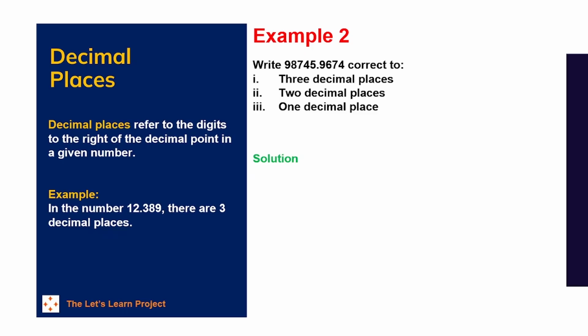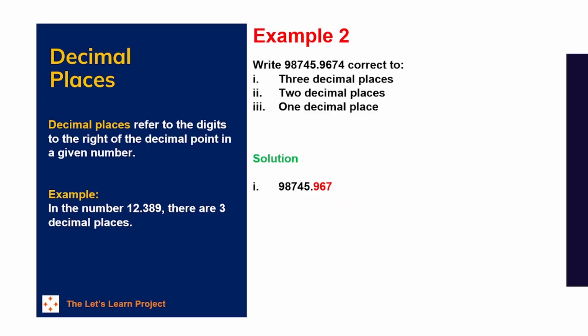Then we will look at the number to the right hand side of the last required decimal place, which is the number 4. Since 4 is part of the small digits, that is the numbers from 0 to 4, it means we should not add 1 to 7. We have to leave 7 as it is. That means our answer becomes 98,745.967, as we see in the solution here. So this means that we have left our answer to 3 decimal places.